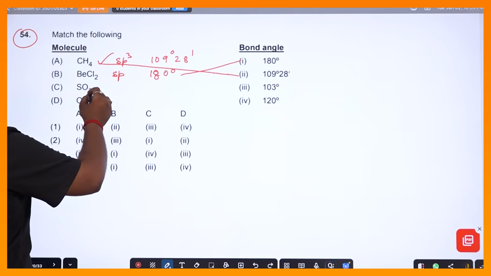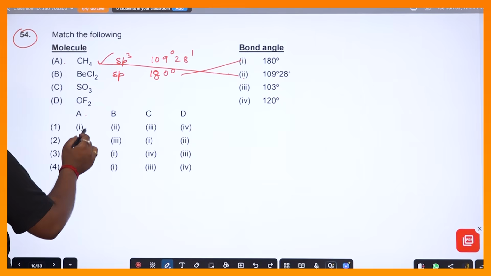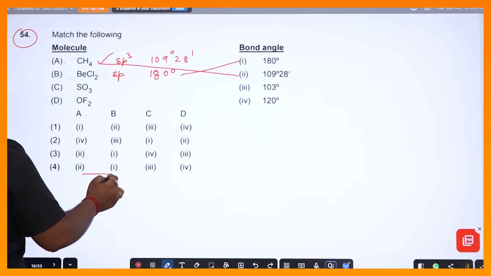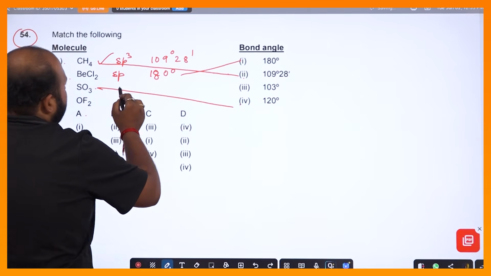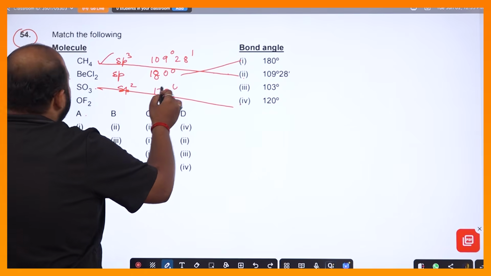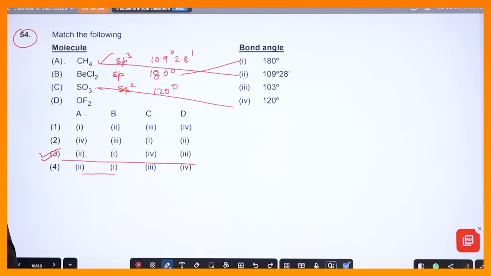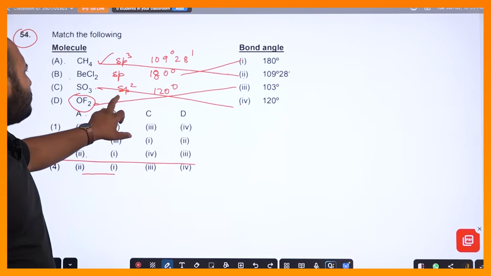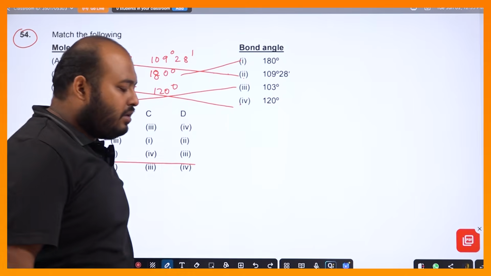So you can see here A with 2 and B with 1. Okay, so SO3 is sp2, 120 degree, so C will be 4. So option 3 is the correct option. And of course OF2 is having an angle of 103 degree. Okay, it is also having a bent like shape.